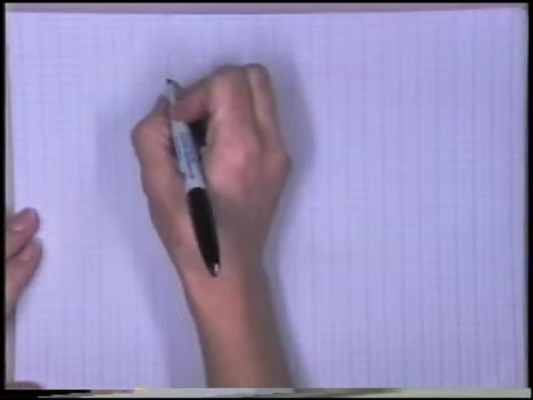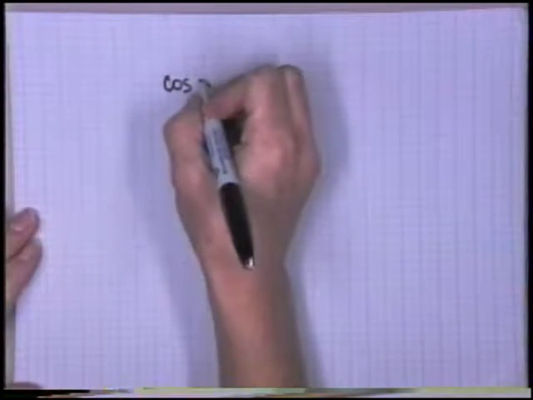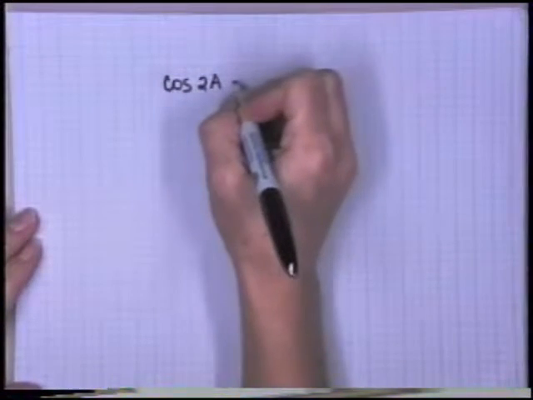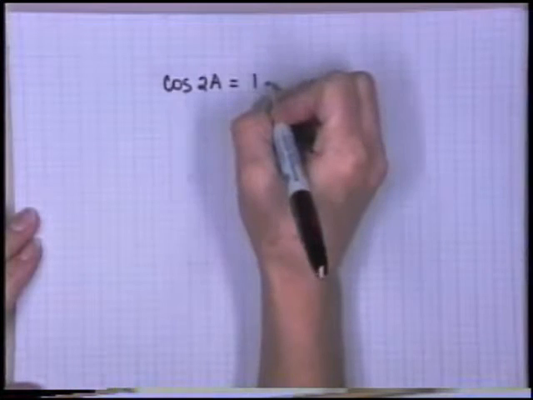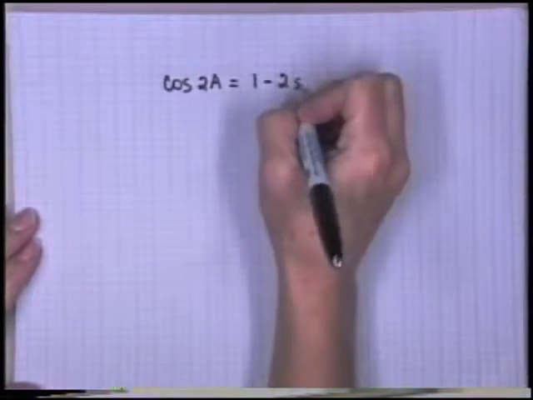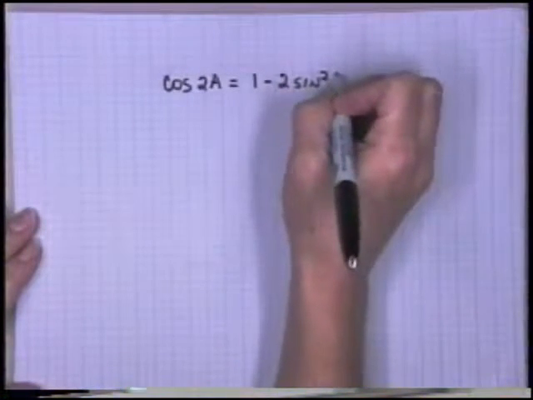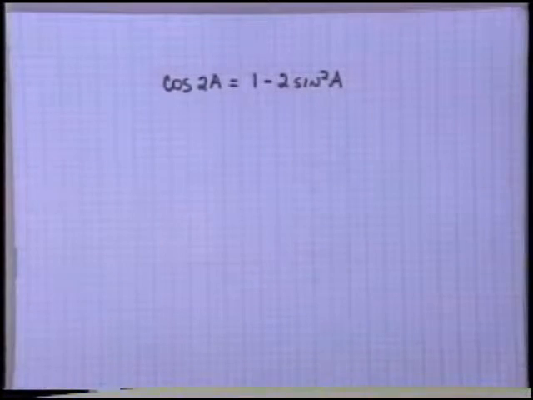Let's take a look at how we can develop what we call a half-angle identity. To do this, I'm going to use a familiar double angle identity. Suppose that we take one of our double angle identities for the cosine. Cosine 2A. One of the forms that we learned in our previous lesson was that cosine 2A can be rewritten as 1 minus 2 times sine squared A.